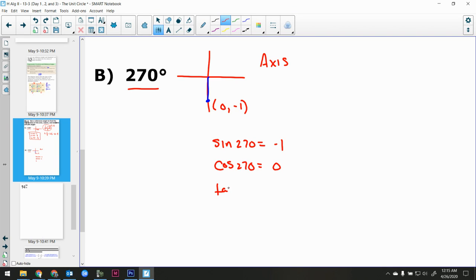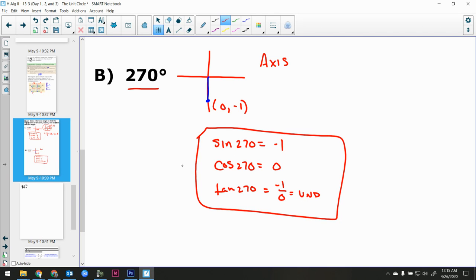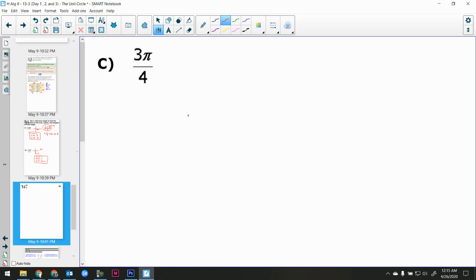And the tangent, this is that weird one that we talked about. It would be y divided by x, or sine divided by cosine, if you will. -1 over 0, which is undefined. Yes, the tangent is undefined at 270 degrees. Weird. You'll talk about that at much greater length when you talk about graphing tangent in pre-calculus. But I digress for right now.